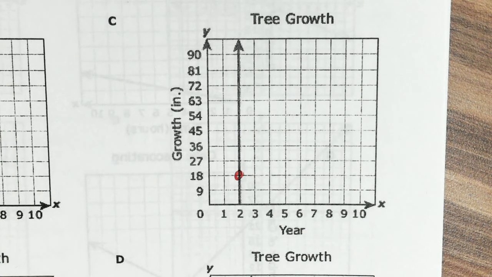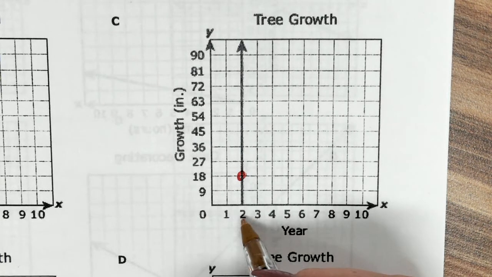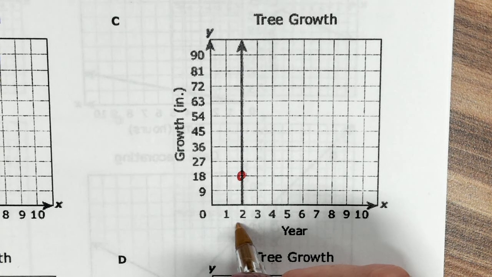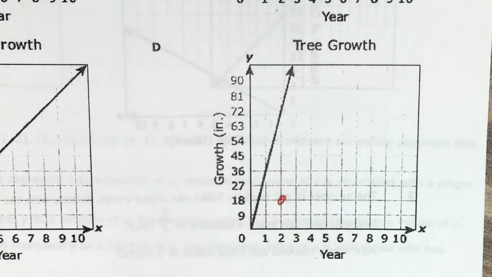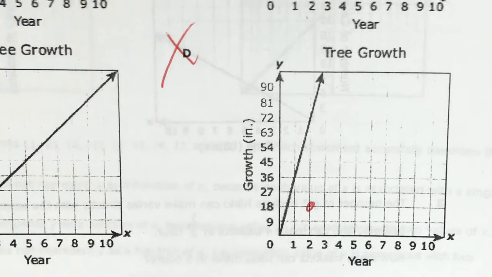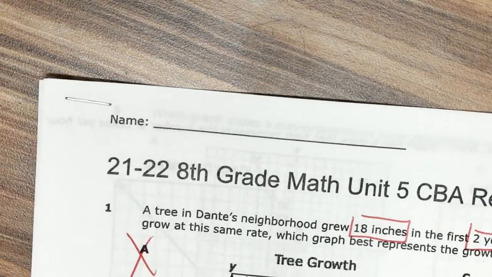It didn't start from 0. What else? It's an undefined slope. Yeah, that's never going to happen. This is saying you're always going to be at 2 years. Well, that's not real life. You're never going to stay at 2 years, right? And D, there was not a dot at 2, 18. All right, turn the page.